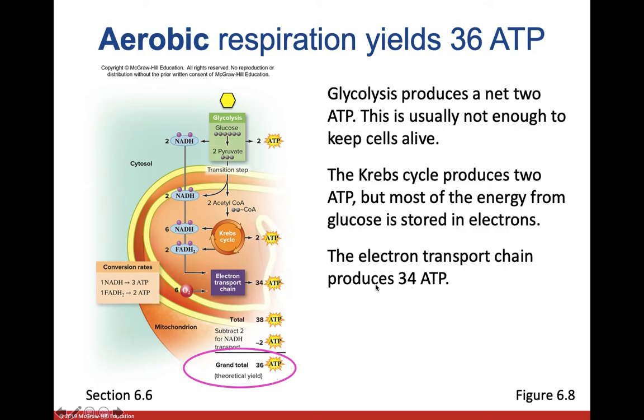Now, this is a grand over-exaggeration. This is not realistic. In a perfect world, you get 36, but in reality, you probably get more like 20, maybe 25. It takes a lot of energy to do this. This is not a perfect process. So in an ideal world, you get this, but in a real world, you probably get more like 25 from the whole process of cellular respiration from 1 glucose molecule.